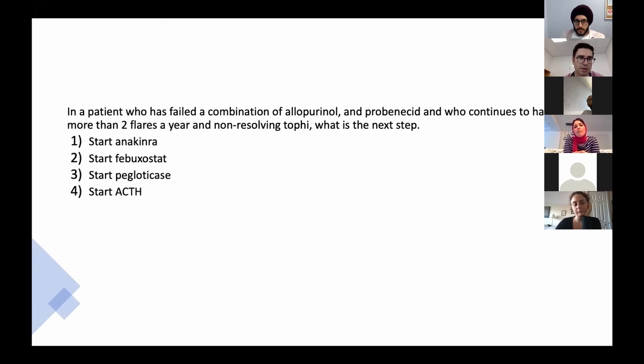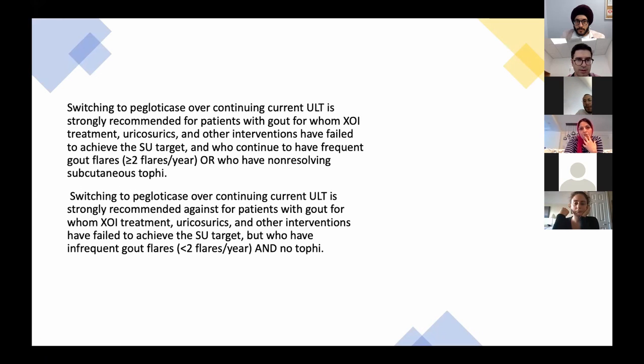All right. So in a patient who's failed a combination of allopurinol and probenecid and who continues to have more than 2 flares a year and non-resolving tophi, what is the next step? So you try allopurinol, you try probenecid, they're still having flares and tophi, you go to pegloticase. That's an indication to start pegloticase, right? And again, we give it only in resistant cases.